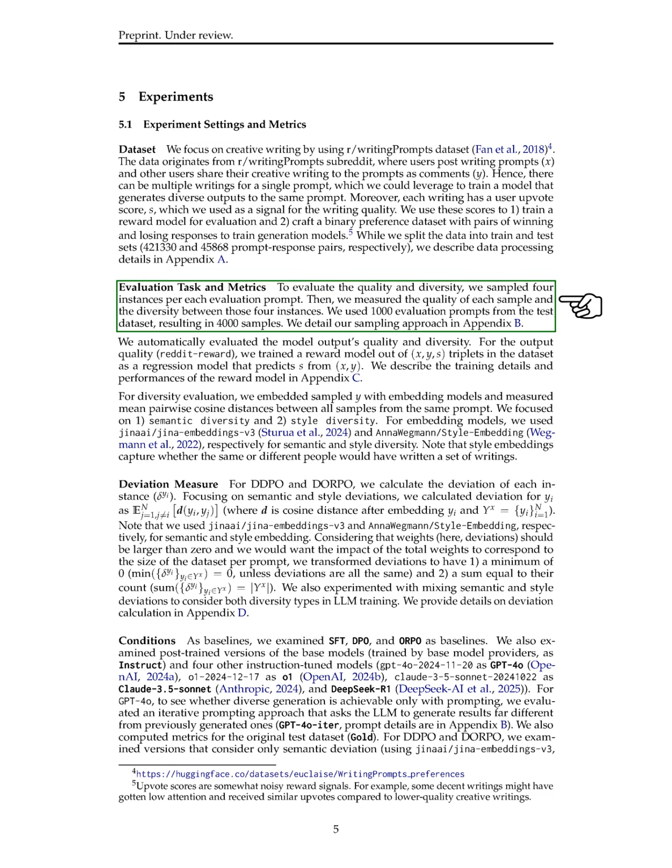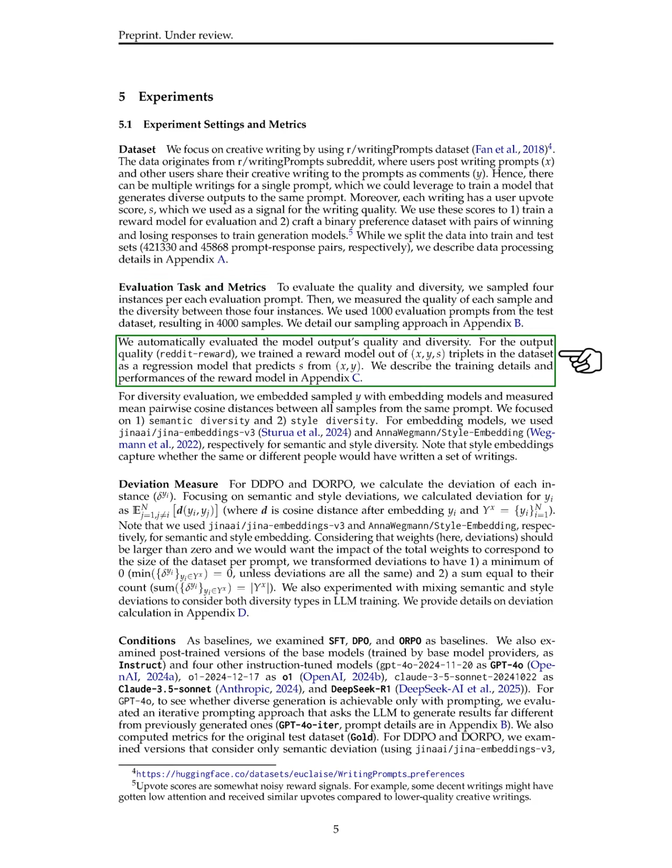To evaluate quality and diversity, we sampled 4 instances for each evaluation prompt and measured their quality and diversity. We used 1,000 prompts from the test dataset, resulting in 4,000 samples. Our evaluation included automatic assessments of output quality and diversity. For quality, we trained a regression model to predict upvote scores based on input-output pairs.